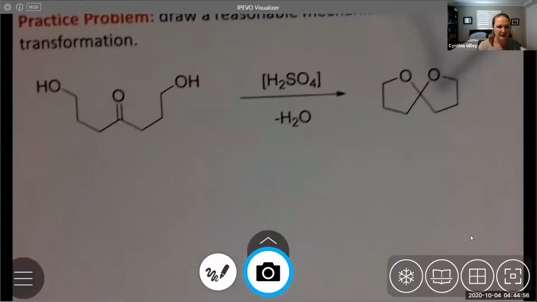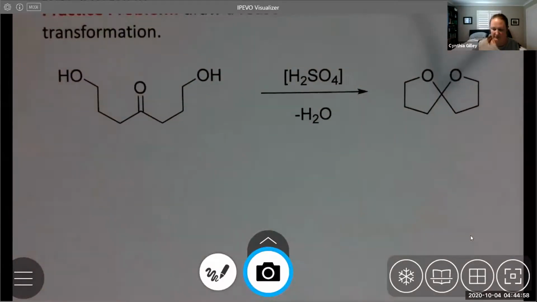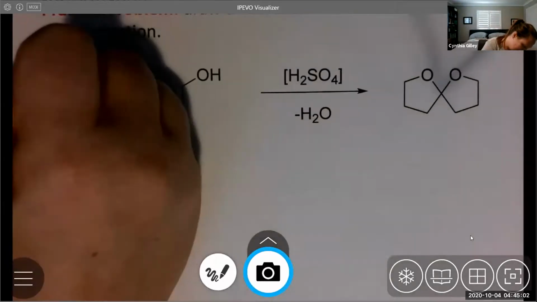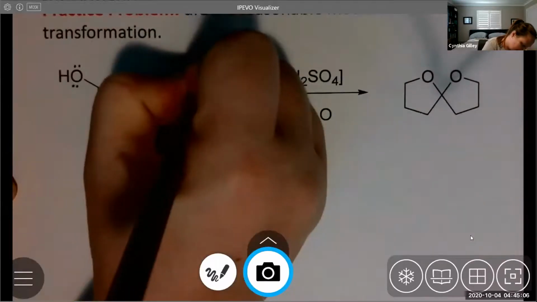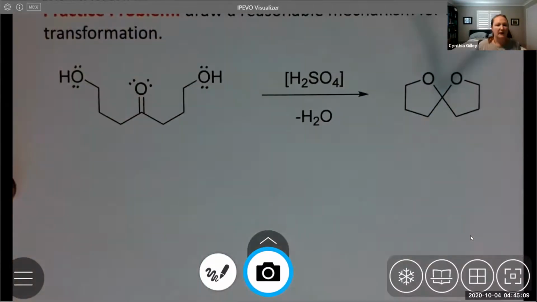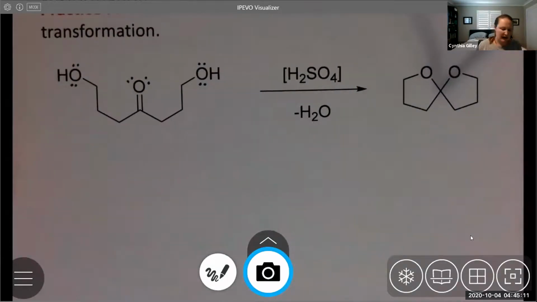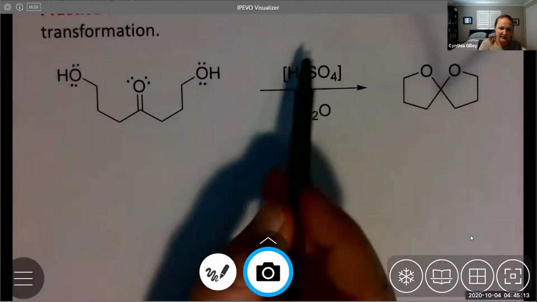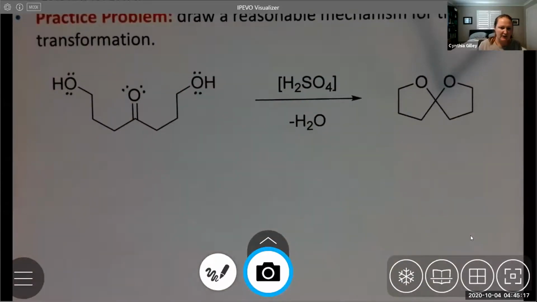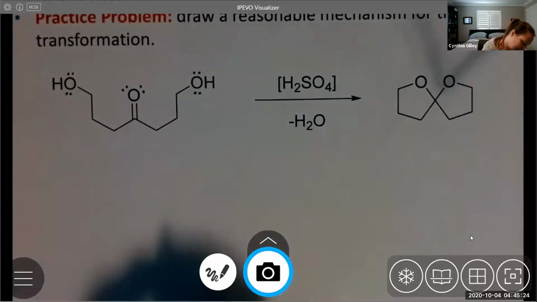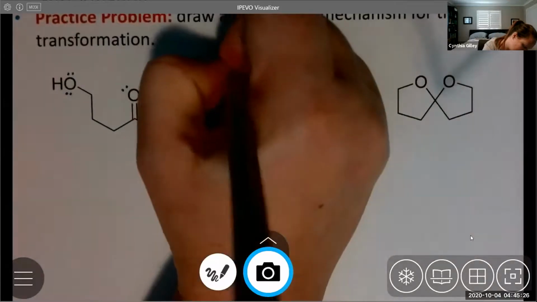Okay, so let's start drawing our mechanism. Whenever I draw a mechanism, I like to draw in all the lone pairs, right? That helps me draw the mechanism. And again, catalytic acid, right? Sulfuric acid means that there'll be water around, so we can generate some hydronium ion to use as our acid source in this reaction. So I'm going to draw some hydronium ion here.